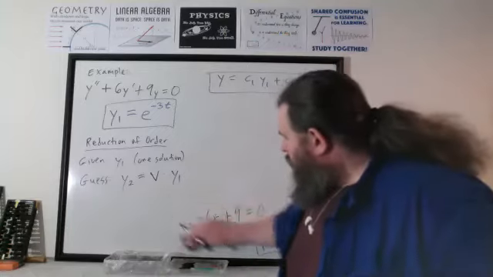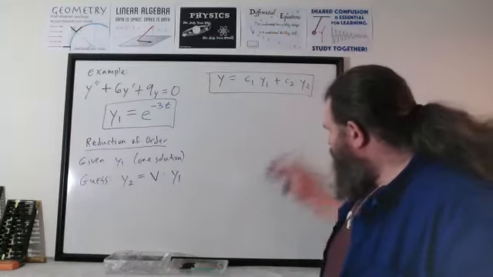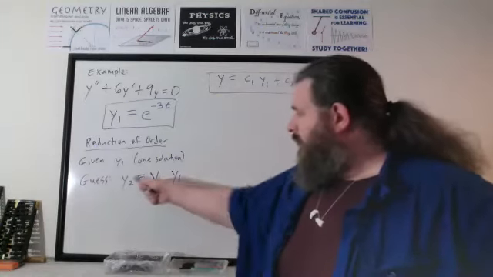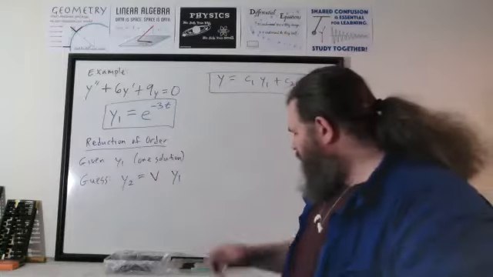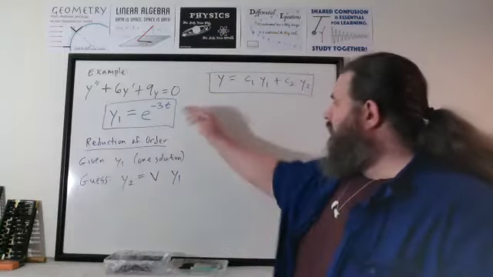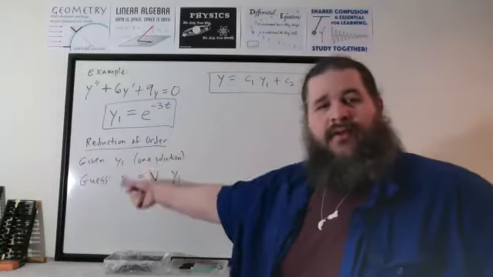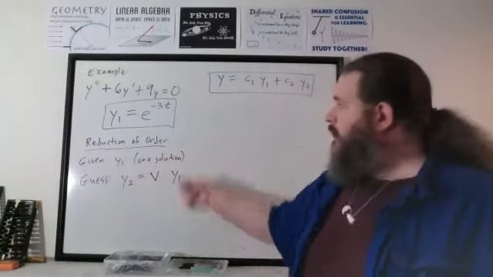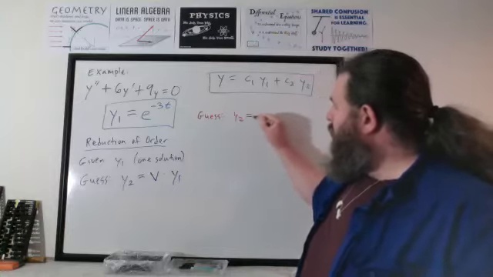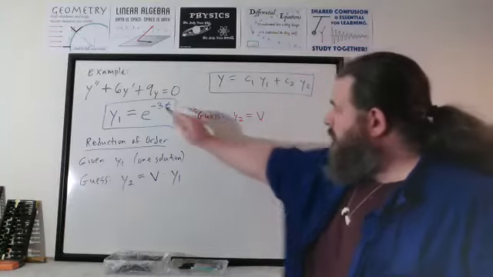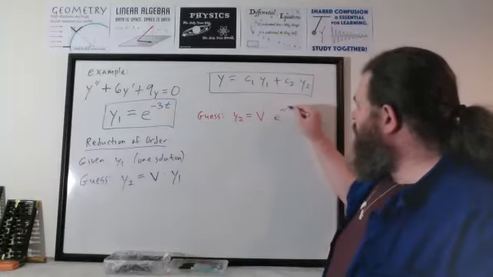Okay. The idea is once we make this guess, we guess that y2 is some unknown function times the solution we've already got. So let me make a note of that off to the side. In general, we're going to guess that y2 is some unknown function times y1. In this particular case, that means our guess for y2 is some unknown function v times e to the negative 3t specifically.